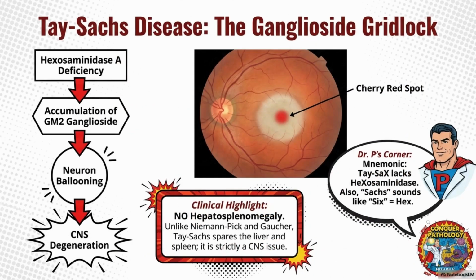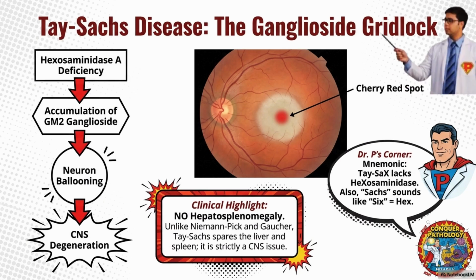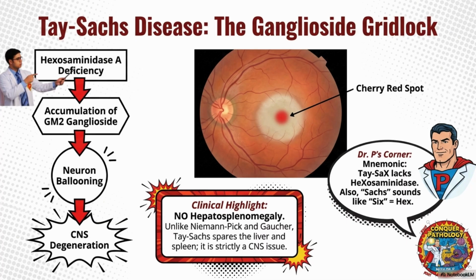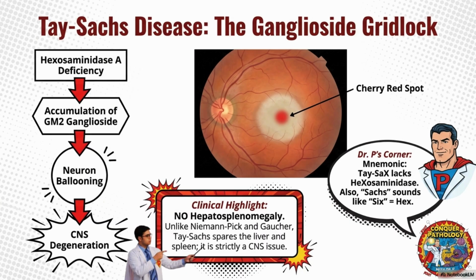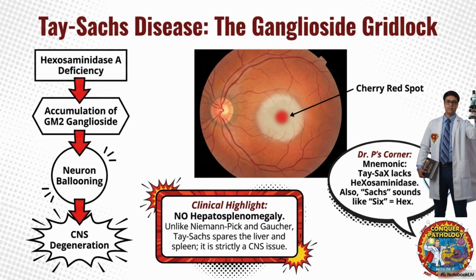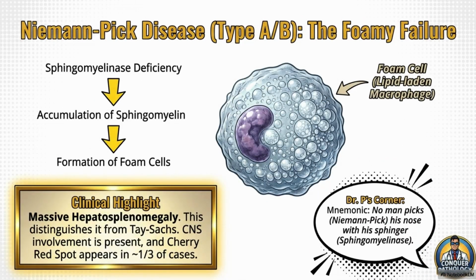Let's zoom in on Tay-Sachs disease. I call this the ganglioside gridlock. The problem here is hexosaminidase A deficiency. The result is GM2 ganglioside accumulates in the neurons. The neurons swell up, and we call this neuron ballooning. This leads to severe CNS degeneration. Look at the text in red. No hepatosplenomegaly. It is strictly a CNS issue. Tay-Sachs lacks hexosaminidase. Also, Sachs sounds like 6, which means hex. Easy, right? Next up, Niemann-Pick disease.